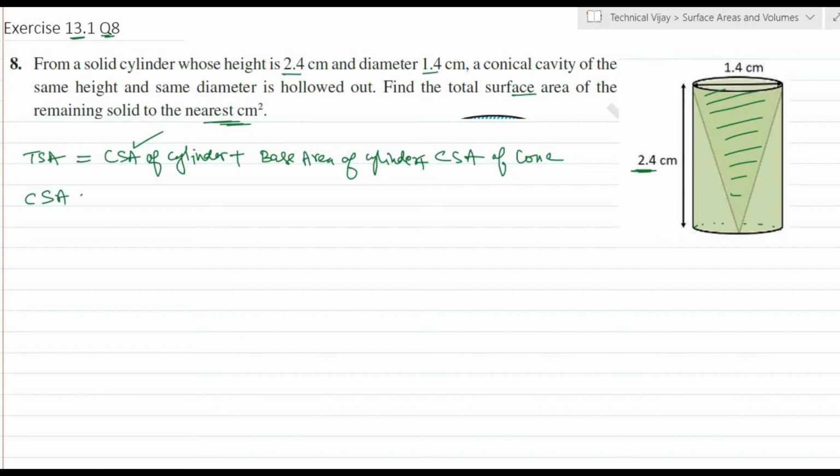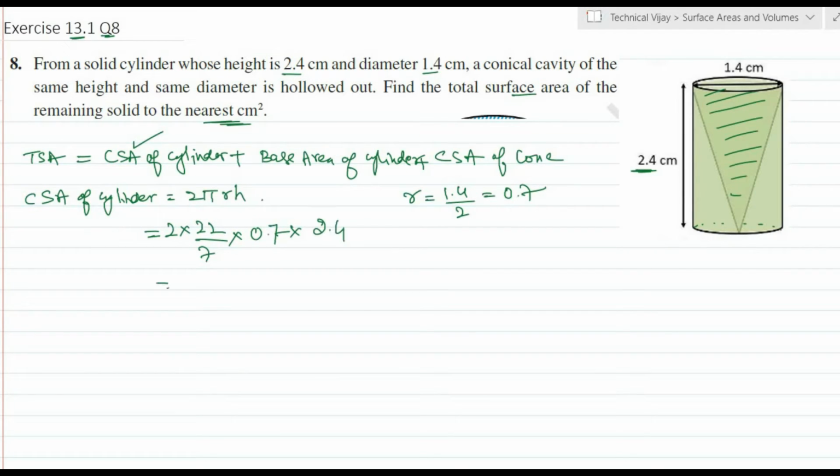That is the CSA of the cylinder, equal to 2 pi r h. Here r is the radius, 1.4 centimeter divided by 2, which is 0.7, and height is 2.4 centimeter. So this is 2 into 22 divided by 7 into 0.7 into 2.4. This is 44 into 2.4 into 0.1, which is equal to 10.56 square centimeter.